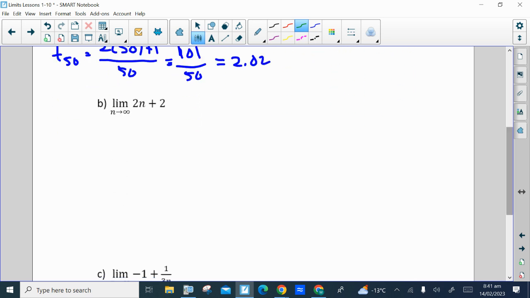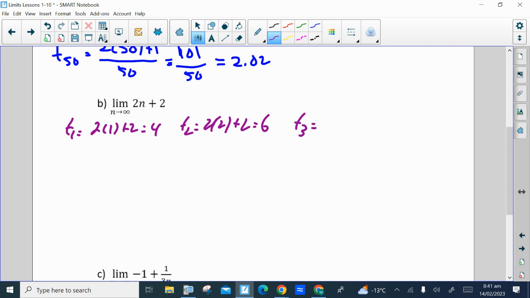Looking at question B, we want to find the limit as n approaches infinity of 2n plus 2. In this case, there is no denominator. The first term, when n is 1, will be 4. The second term, when n is 2, will be 6. The third term, when n is 3, is 8. So there's a pattern here: the value of the expression is increasing at a constant rate of 2, it would appear.